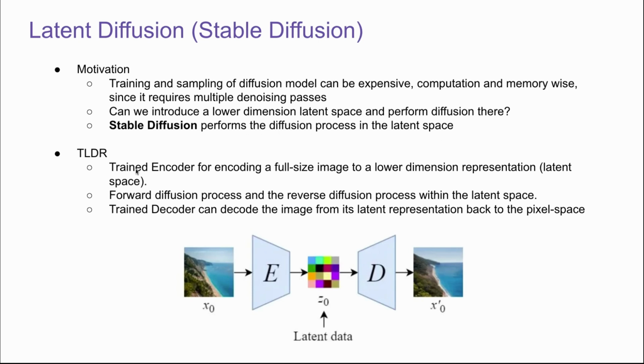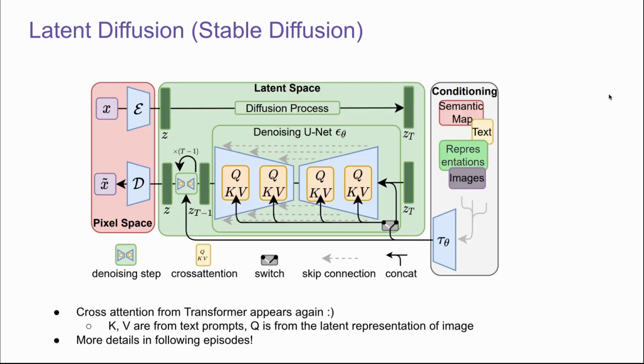For TLDR, we have a trained encoder to encode a full-size image to a lower dimension representation, aka the latent space. And then we have the forward diffusion process and the reverse diffusion process within the latent space instead of the original pixel space. So then a trained decoder can decode the image from its latent representation back to the pixel space. This is the architecture of stable diffusion. As you can see, there's QKV, cross attention from transformer appears again. The key and value are from text prompts, and query is from the latent representation of image. In this case, we can use the text prompt to control what we want to do with the image. For more details, in the following episode again.